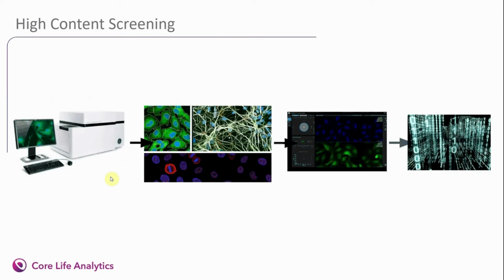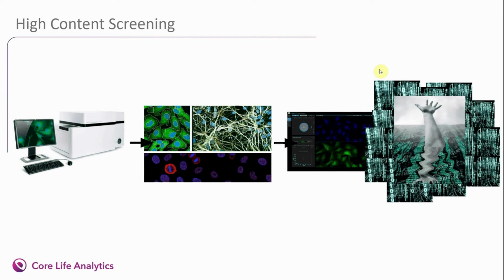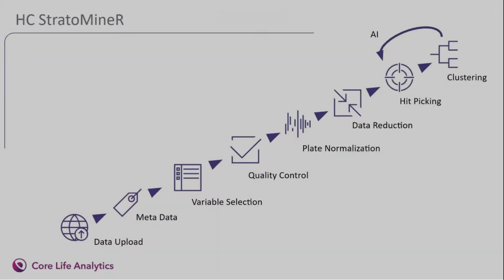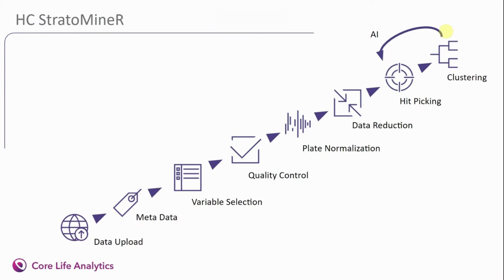Now, one problem we had at the Cell Screening Core is that while we had all the technology required to generate the images and extract the numeric features from the images, we didn't have any tools to help our clients analyze the data. And so essentially they couldn't make full use of this technology and do what we call multi-parametric analysis. In order to solve this problem, I hired a graduate student, Veena Dumta, who subsequently became my co-founder at Core Life Analytics. And what we did was we built a web-based tool called HC Stratominer.